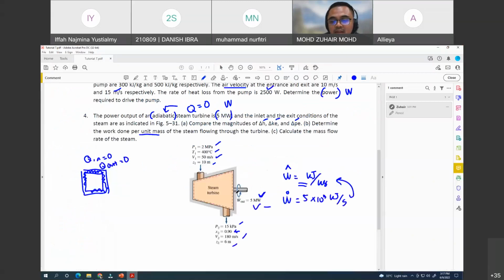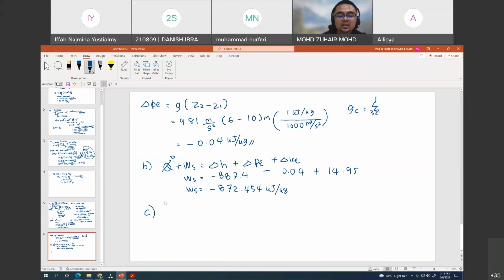Sebab this is from the system, dia daripada sistem kan. The work has been done by the system to the surrounding. So tenaga telah dikeluarkan daripada sistem, sebab tu dia jadi negatif. Okay. And lastly, question C.